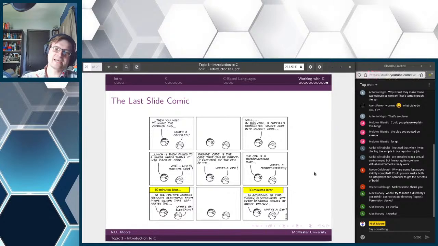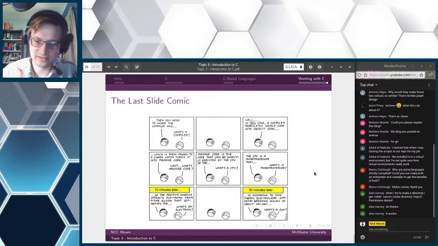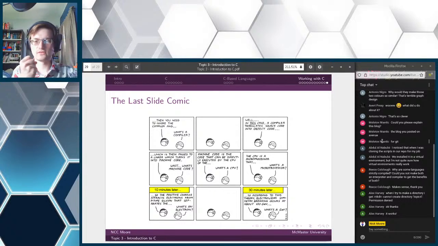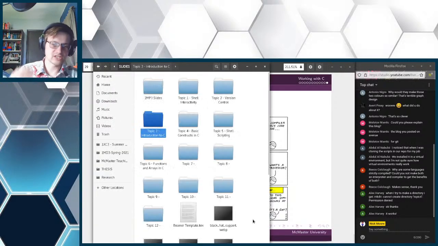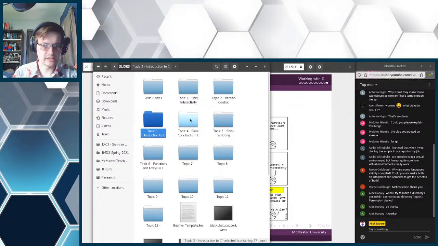I have had exactly this conversation with various people at various points in my life. This comic feels me. So, I guess while I'm loading up the next slide deck, if you guys wouldn't mind giving me your questions, if you have any. We haven't really talked about anything yet, aside from compiling. Hopefully you guys know what C is now, but we haven't talked about the nitty-gritty, you know?